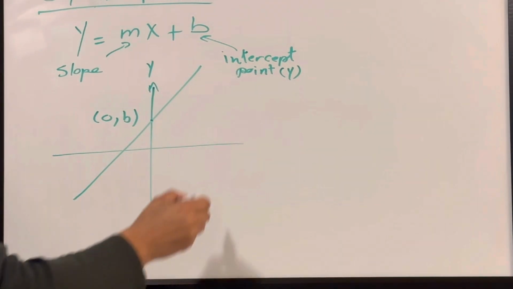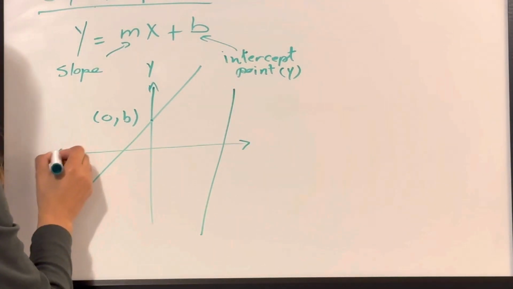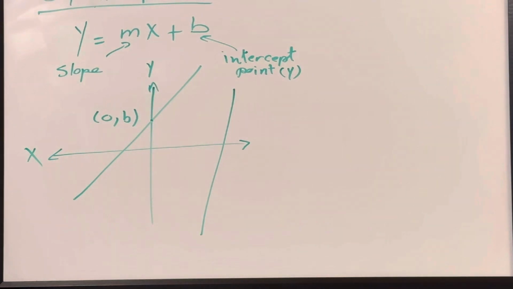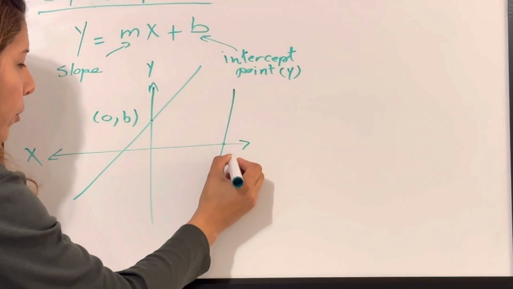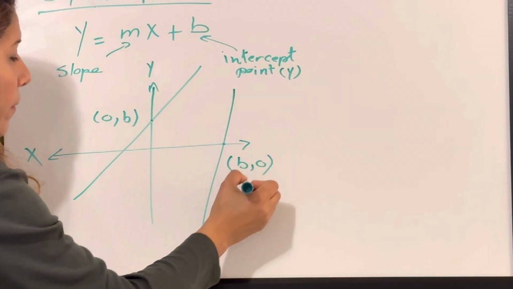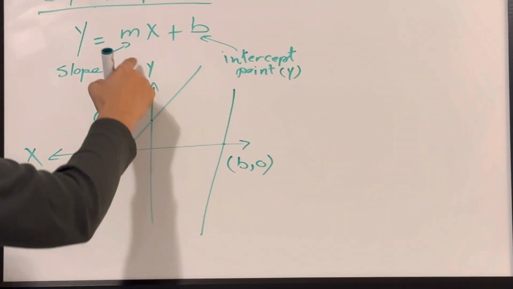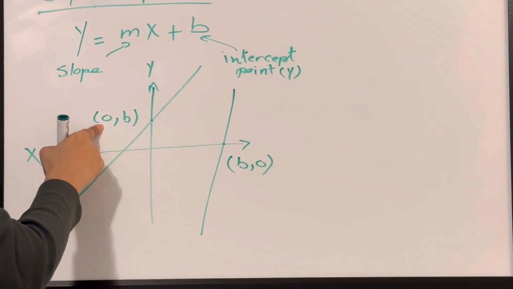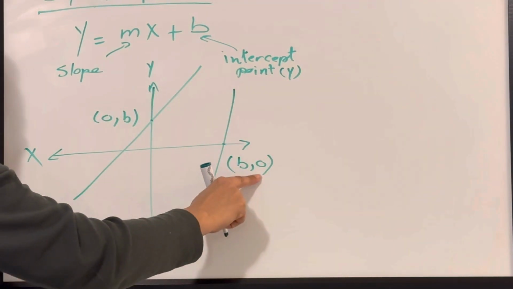It's exactly the same if I say it intercepts the x-axis. If the line intercepts the x-axis, this point will always be b and 0. So, if the line intercepts the y-axis, the x is 0. If the line intercepts the x-axis, the y value is 0.